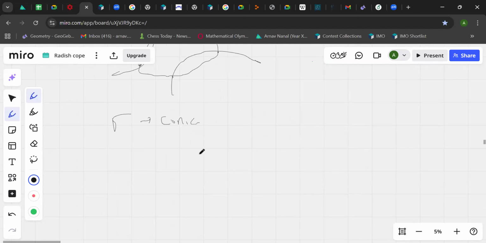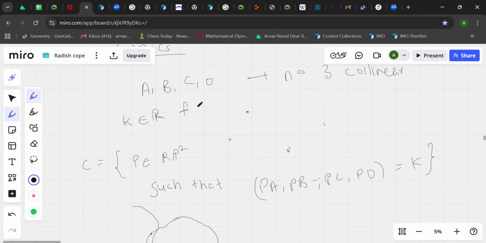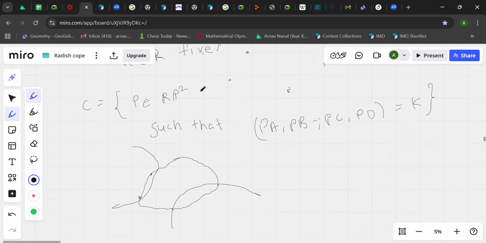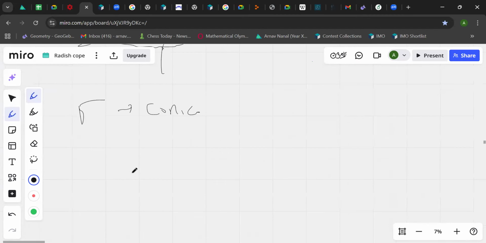Just confirming again, k is a constant, it's fixed, right? Yes, k is constant and fixed. So for fixed A, B, C, D, as you vary k, it will give you the family of conics which pass through A, B, C, and D. Now you have the conic gamma, and let's say A, B, C, D belong to gamma.